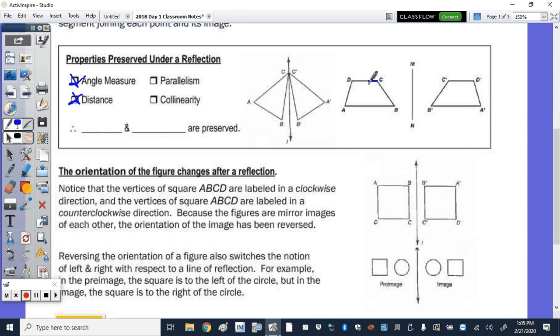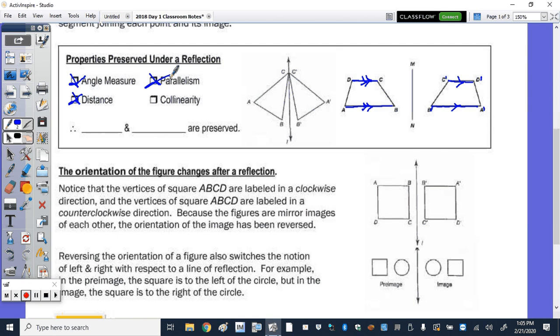We'll look at base CD and base AB. Those bases are parallel. When you reflect the trapezoid, over in this case segment MN, the bases CD and AB, or C prime, D prime, A prime, B prime, they're still parallel. So parallelism is preserved. And then collinearity.